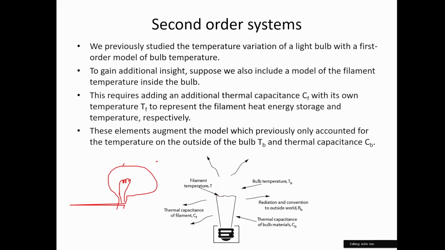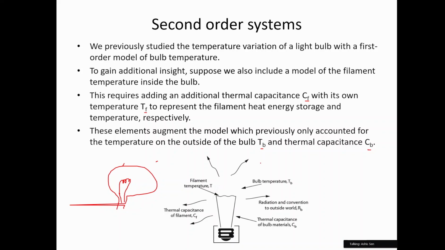So you are talking about the filament temperature at some TF, okay? And the thermal capacitance of the filament is CF, okay? Because there is some thermal capacitance, there is some thermal energy storage in the filament. And then this filament is encapsulated by this glass bulb, okay? And the bulb has a temperature of TB and thermal capacitance of CV. And outside, you have the ambient at some temperature TA, okay?